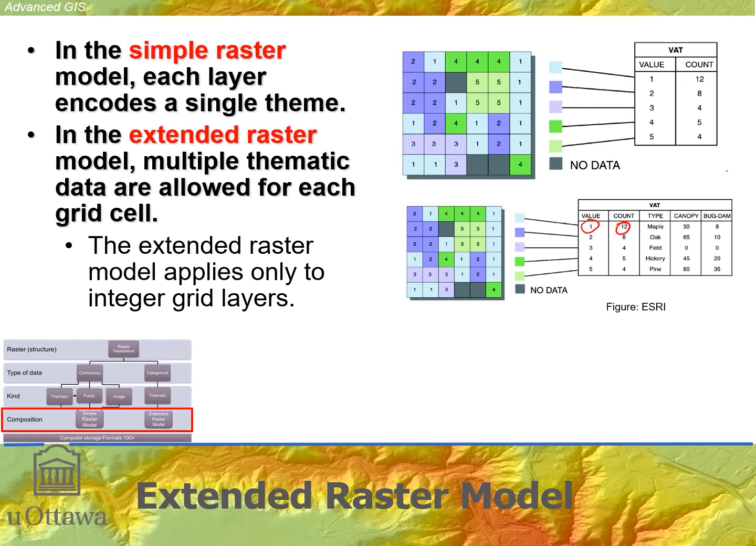If it's a thematic raster, categorical raster, which by definition they would be, a categorical raster is a thematic raster, we would have the theme here, let's say a forest. So that could be maple dominant. So all value 1s represent forest, which is maple dominant, canopy, 30% of the canopy making up, and 8% bug damaged, for example. So we can have multiple attributes assigned to each category or zone within the extended raster model.